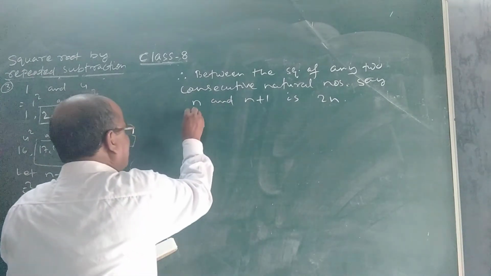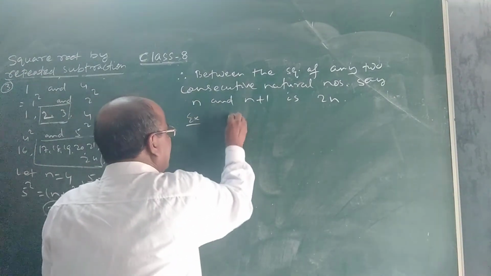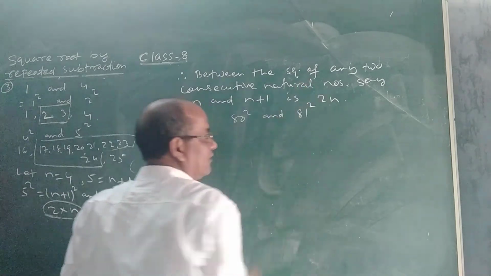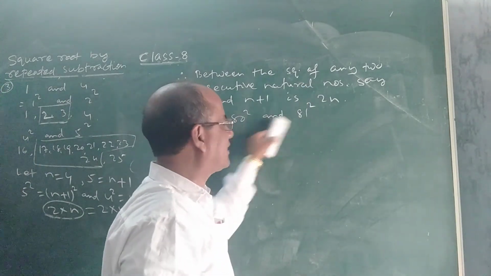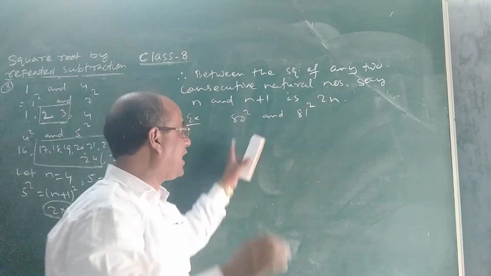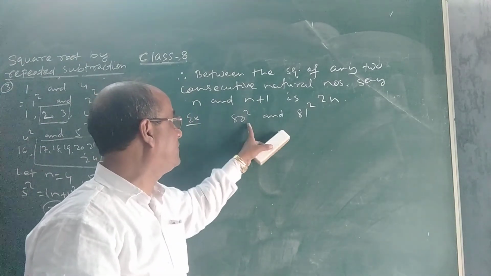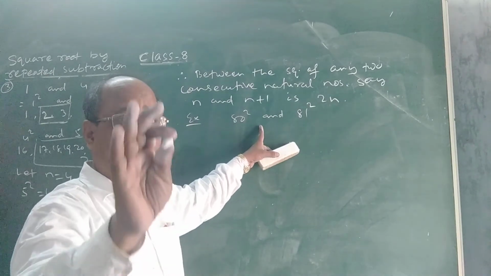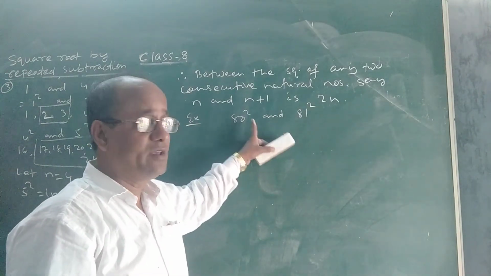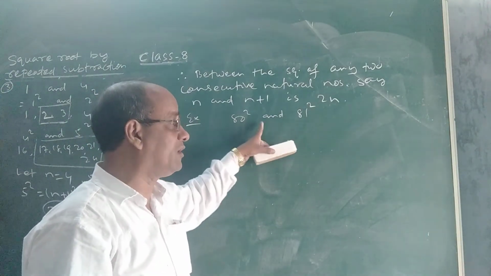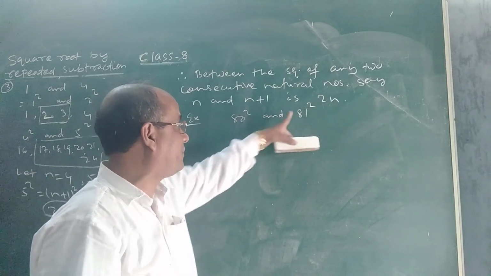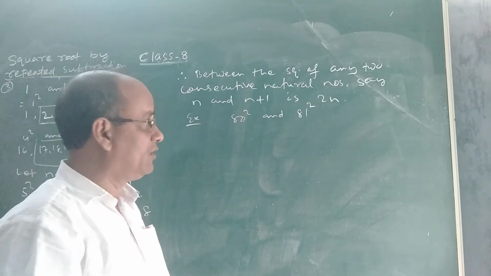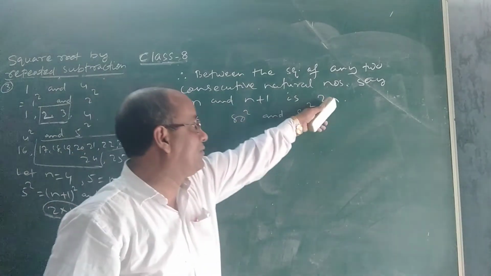I am giving another example. Suppose you are given 80 square and 81 square. Find how many non-square numbers are there between them. If you write all the non-square numbers between 80 square and 81 square, you know children how much time it will take. It will take not less than 5 to 10 minutes. So, what we will do? We will use the formula.